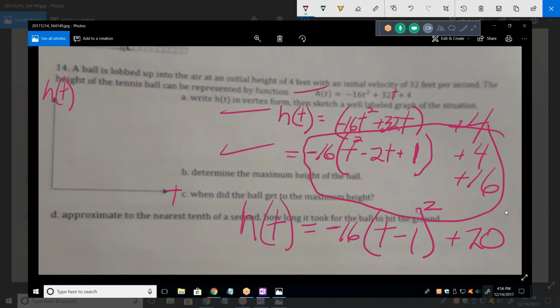Where is the vertex? 1, 20. Okay, if I make that 1, 20, which way does this parabola open? Down. Okay, so it looks something like this.